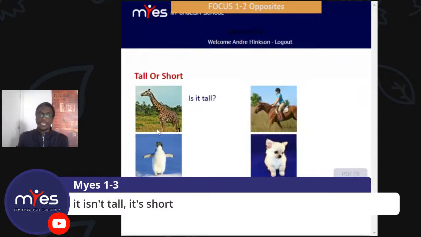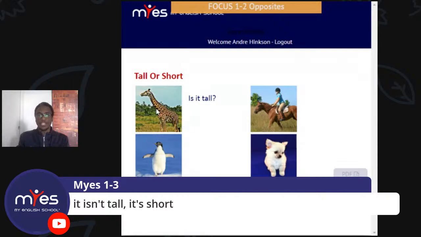So we've got it is, it isn't, positive, and the negative answers. So let's look at tall or short. So we've got first picture, or we as well, Tonio. Exactly, the plural we. The plural form, the subject, we, is also plural. Let's look at tall or short.